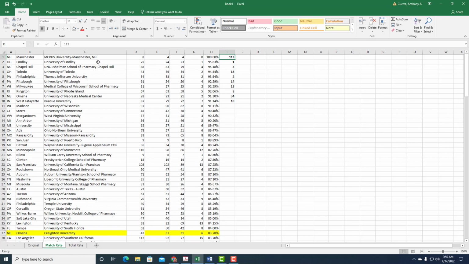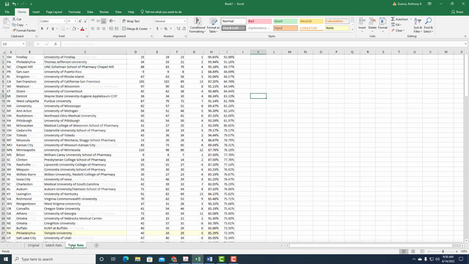But when we look at Finley, it's like they've got the silver medal here, but really they have the gold. Because when you look at the total rate, 25 students participated in the match, 24 likely got an interview, 23 actually matched. So you're talking about 92% of those initial 25 are the ones that we should really be looking at.